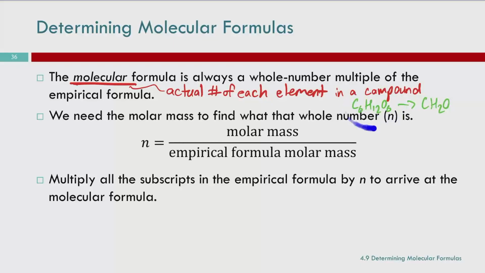We can back calculate to our molecular formula. We need an additional piece of information. We need the molar mass to figure out what that whole number ratio is. So if we take our molar mass for the actual formula, and we divide it by the empirical formula molar mass, our simplified formula, that will give us some number n. So like if we took the molar mass of C6H12O6, we divided it by the empirical formula molar mass, the CH2O, we should get 6.